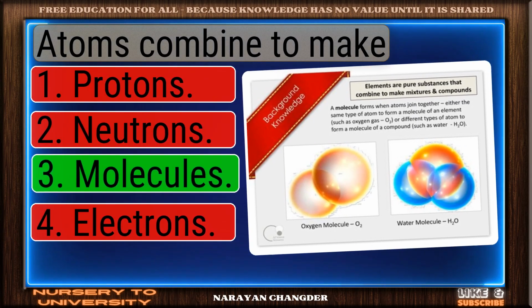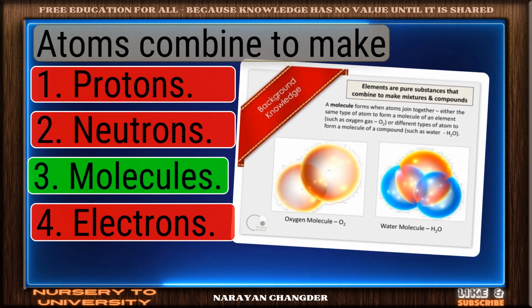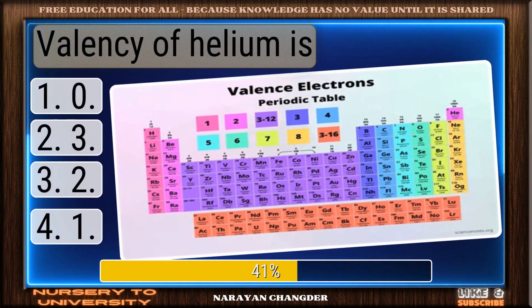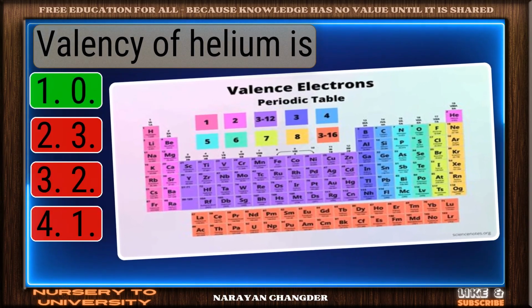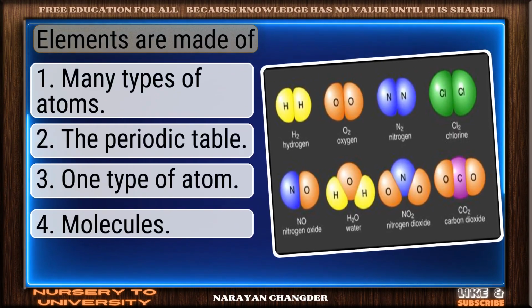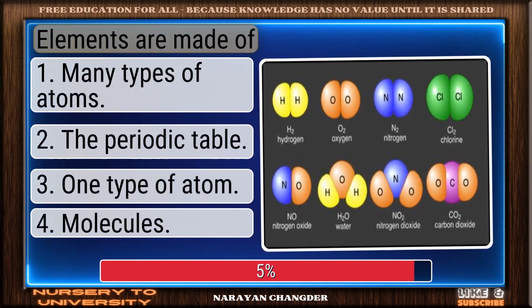Smart pick. Molecules is the correct choice. Question number 282. Valency of helium is? Well done. Zero is the right choice. Question number 283. Elements are made of?